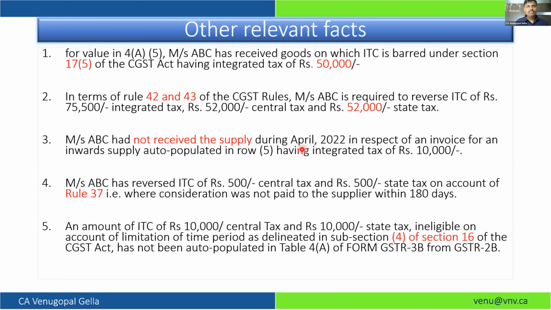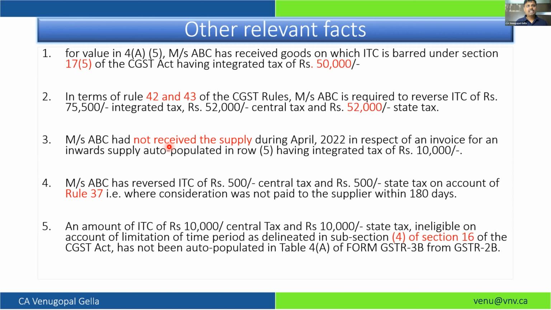Then third example which Jagadeesh has given is, you have purchased, the invoice has come, it is auto-populated. It's just that you have not received the goods yet, for 10,000 rupees. Since goods did not come, you are not eligible to take it in this current month. So what you will do is a reversal, but not in 4B1, you will do a reversal under 4B2. So 10,000 IGST will be under 4B2.